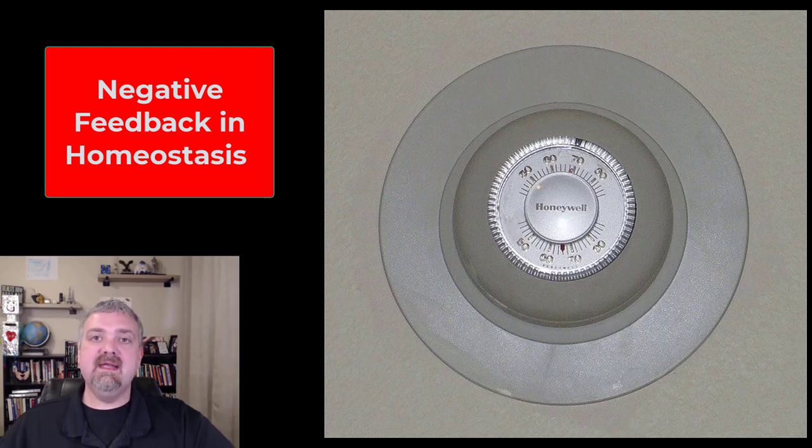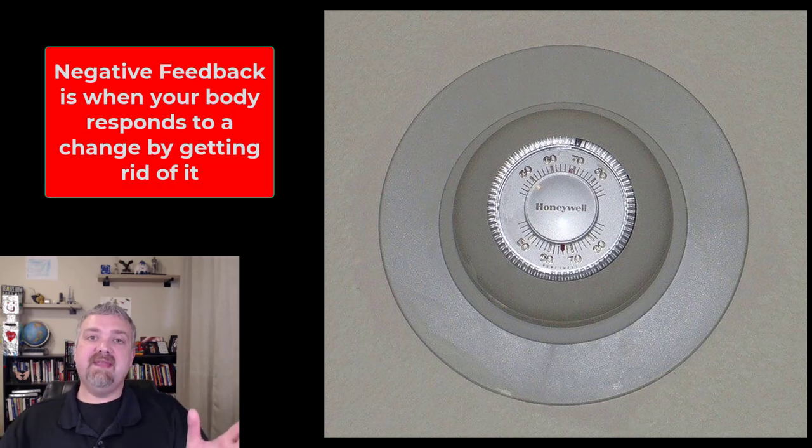We just got done talking about what homeostasis is and the basics of how our body maintains that stable internal environment. Now we're going to look at negative feedback. There are two types of feedback, negative and positive, but I'll explain why almost all of your body's feedback control systems utilize negative feedback. So let's talk about what that is.